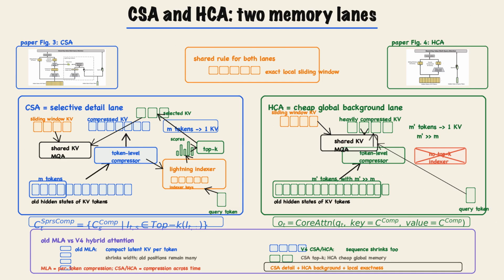Let me say the trade-off back. CSA keeps a medium compression rate, then selects a small number of useful old blocks. Good. It is the selective detail lane. HCA compresses much harder, then gives the model a cheap global background. And both lanes keep exact recent tokens through the sliding window. That is why the hybrid can stretch toward million token context. It does not make attention magically free. It changes what memory has to stay exact, what can be compressed, and what should be selected.